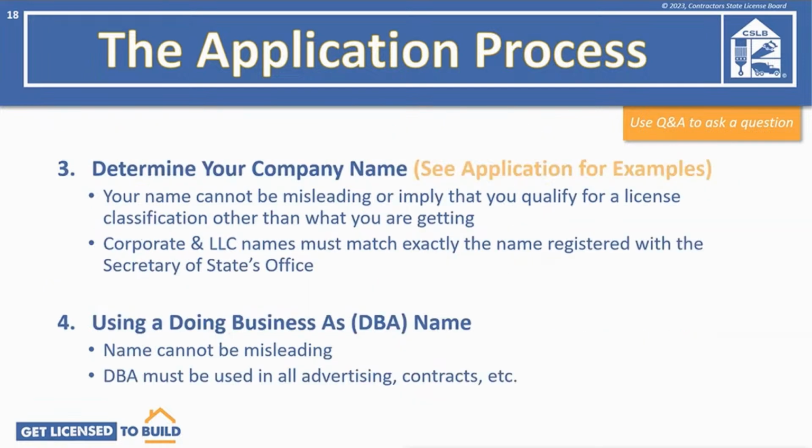The next step is to determine your company name. See the application instructions for examples. Some things to keep in mind: your name cannot be misleading or imply that you qualify for a license classification other than what you were getting. For example, if you're going to apply for a C36 plumbing license, you cannot have company of John Smith Plumbing, Construction, Heating, and Drywall. Corporate LLC names must match exactly the name registered with the California Secretary of State's office.